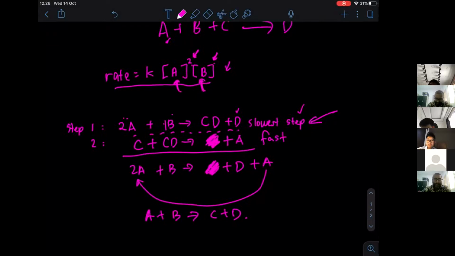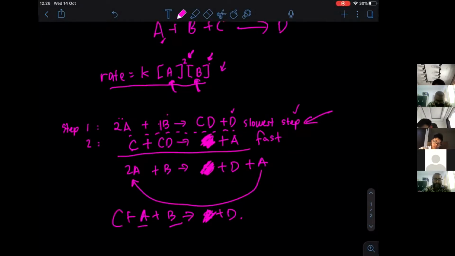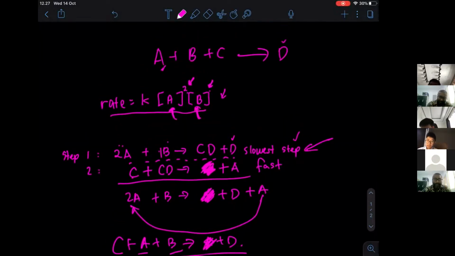For example, if I add this, I will get A plus B to give me no C. Sorry, C is not cancelled, so there is C here. A plus B to give you A plus B plus C gives you D. The A you bring over here, so you basically get this. So if you have a reactant that is not in the rate equation, in what step should I put C? It will come under the fast step. You cannot put the C in your slower step.